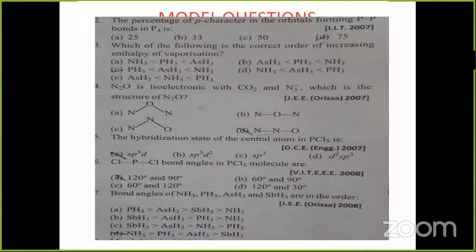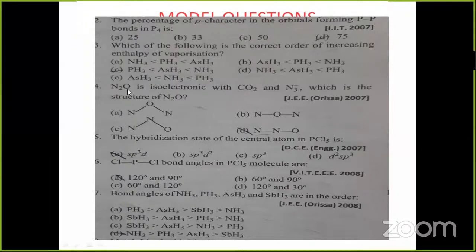And the hydride question: which of the following is the correct order of increasing enthalpy of vaporization? The ones that are gases vaporize easily. Ammonia is a liquid, the remaining are solids, so the liquid comes first. NH3, AsH3, the right answer is C.